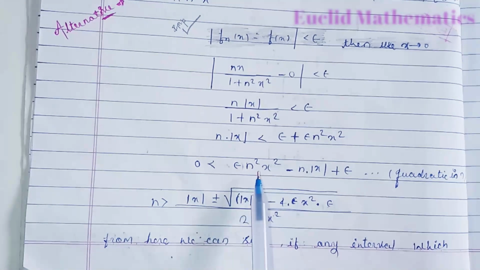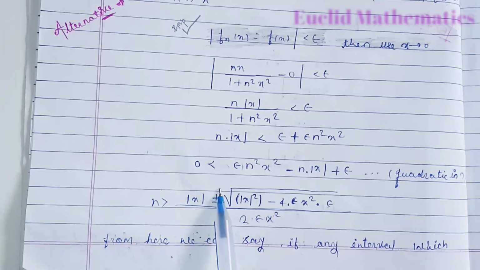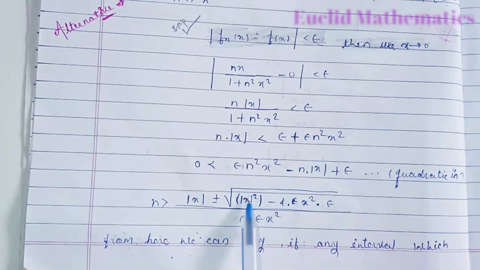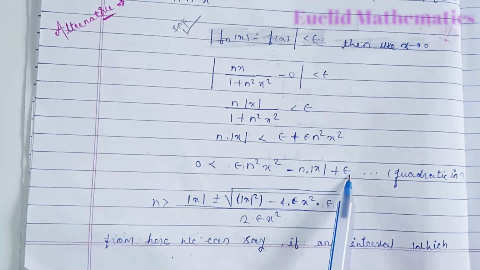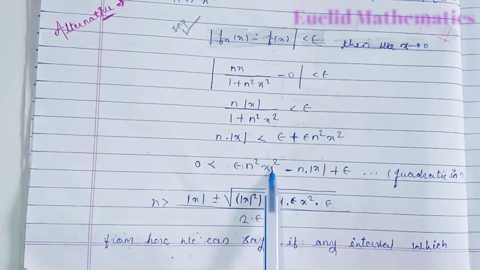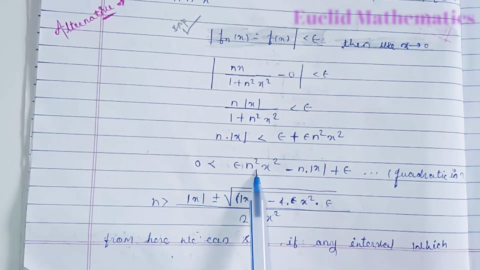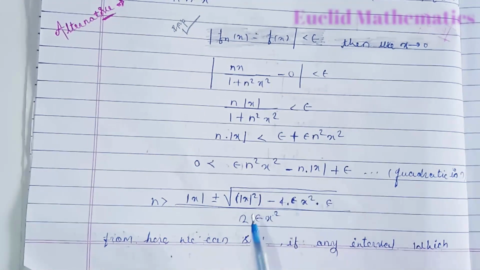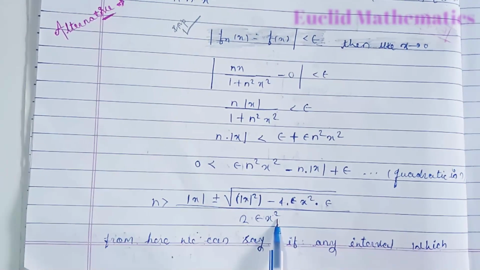So apply the result here. Minus b, that means minus of minus modulus x, it remains modulus of x, plus or minus square root of b square, that means minus modulus x square, it remains modulus x square, minus 4 times a into c. Here c is epsilon, and a is epsilon x square, because this is a quadratic equation in terms of n. That's why it comes like this, upon the denominator 2 times a, so here 2 times epsilon x square.